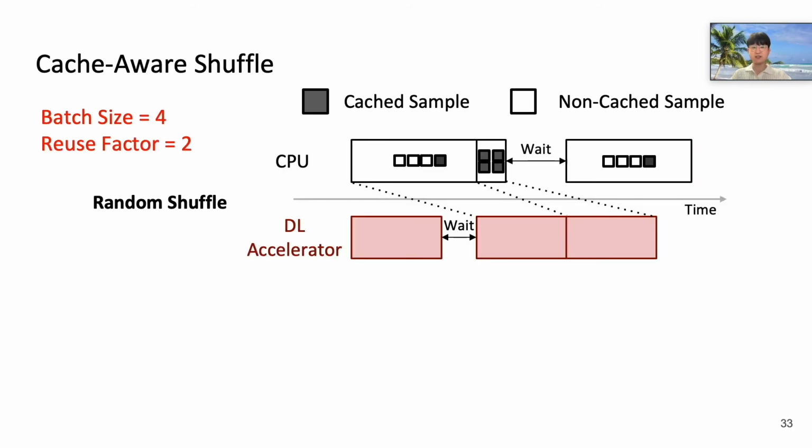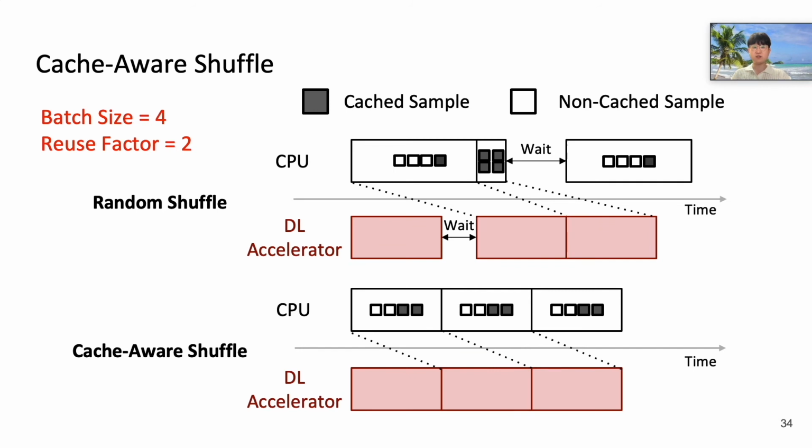Even with the balanced eviction, CPU processing time may still fluctuate due to the randomness of data shuffling. In this figure, the cached samples flock to the second mini-batch, and this results in unnecessary waiting between the CPU and the DL accelerator. With the cache-aware shuffle, the cached and non-cached samples are uniformly mixed inside each mini-batch. By making the cache-miss ratio for each batch constant, computation time of the CPU and the DL accelerator can be overlapped in an optimal way. Because Revamper selects both cached and non-cached samples in random orders, such modification does not affect the accuracy of the trained model.